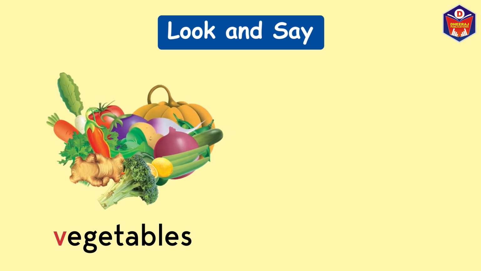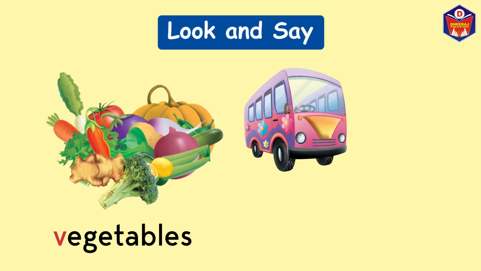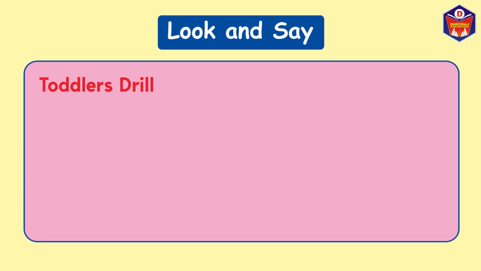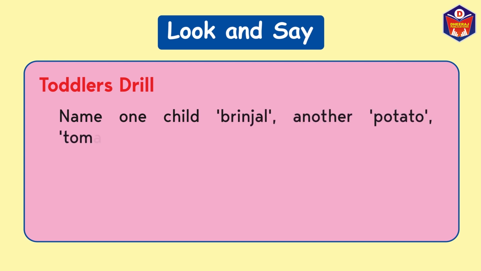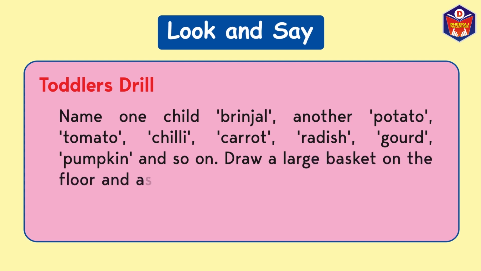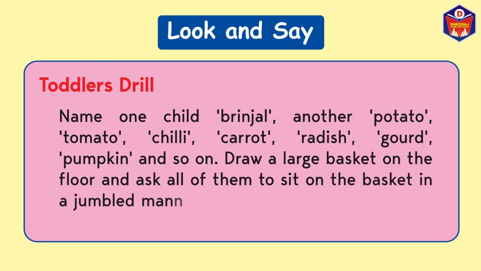Vegetables. Van. Toddler's drill. Name one child: brinjal, another potato, tomato, chili, carrot, radish, gourd, pumpkin, and so on. Draw a large basket on the floor and ask all of them to sit on the basket in a jumbled manner. This is a vegetable basket.